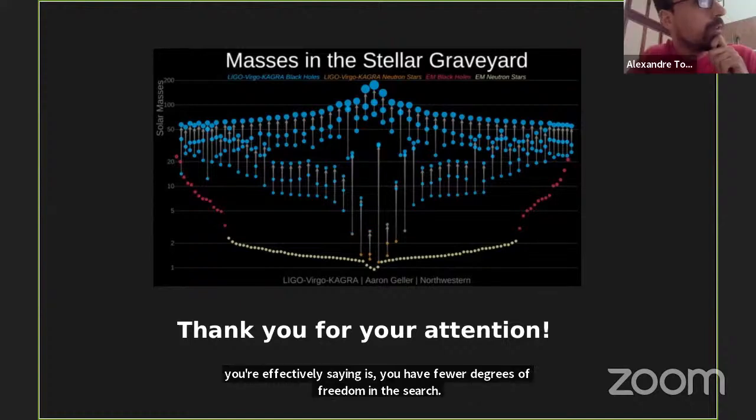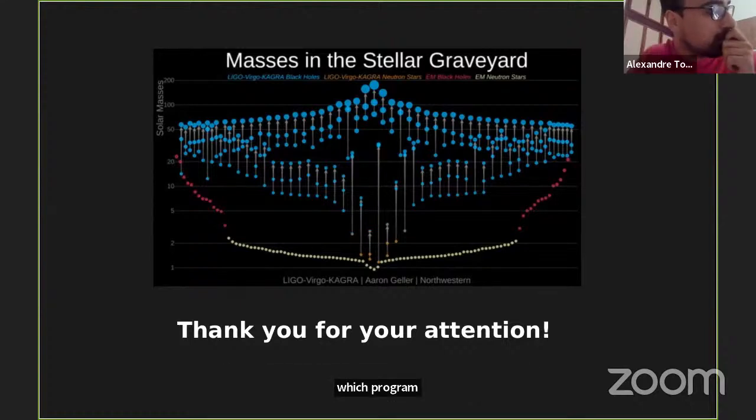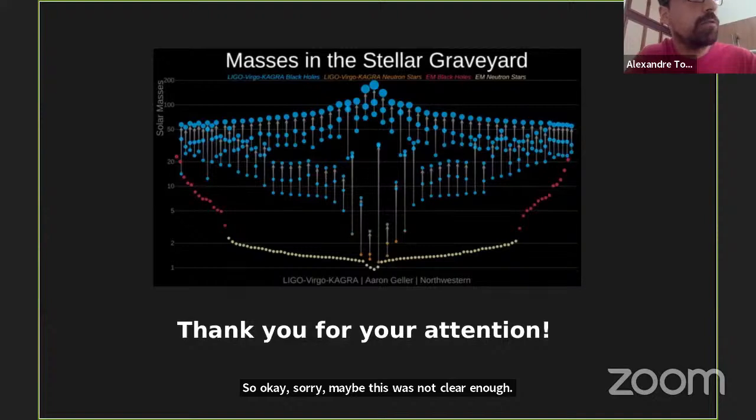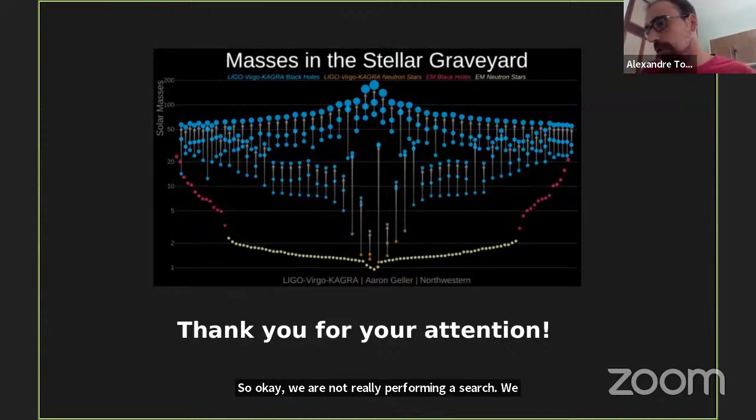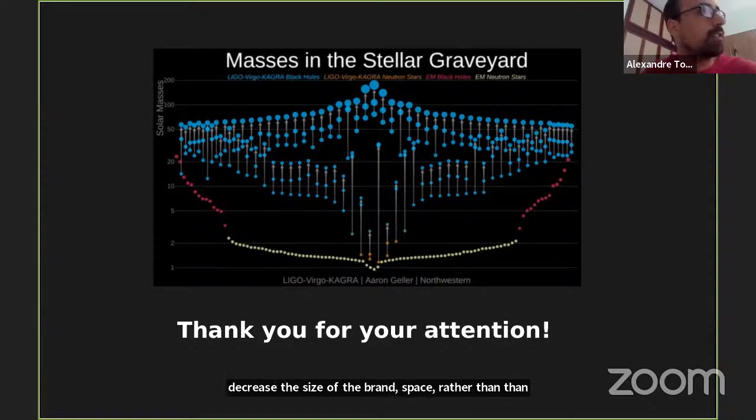Which parameters are you not searching over? Sorry, maybe I was not clear enough. We are not performing a search here at all. We always start from the true signal. When I reduce the SNR threshold, what I mean is that I can decrease the size of the parameter space rather than decreasing the dimensionality of the parameter space.